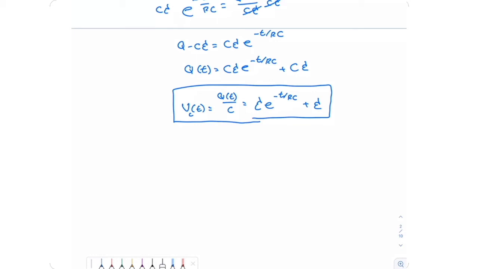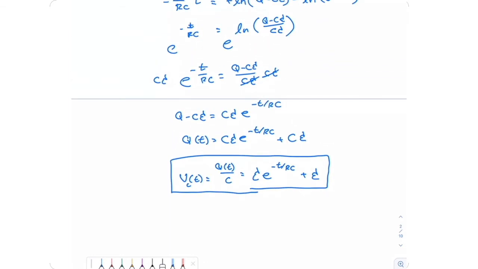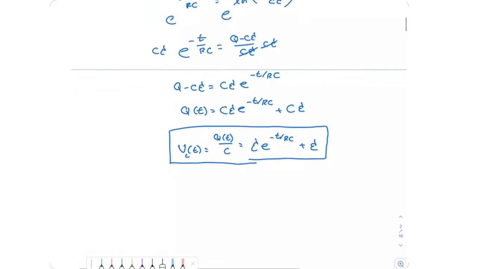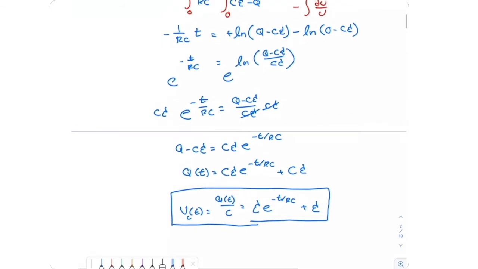At time 0, if I plug in 0 there, this term becomes 1. And I have, I messed up a sign. If that is 0, this is 1. That should be a negative sign there for that to work out to be 0. So I've got an error in my math.